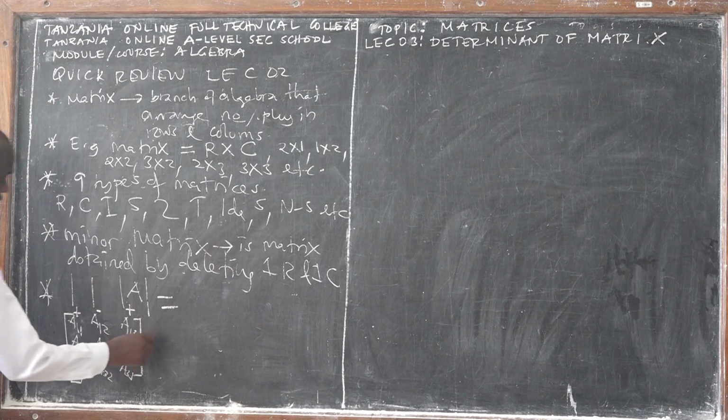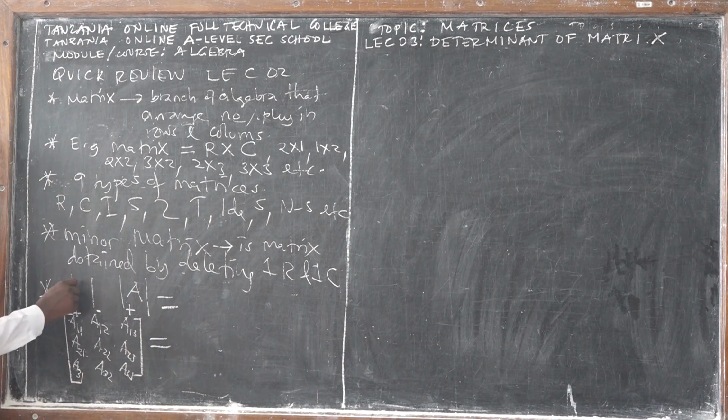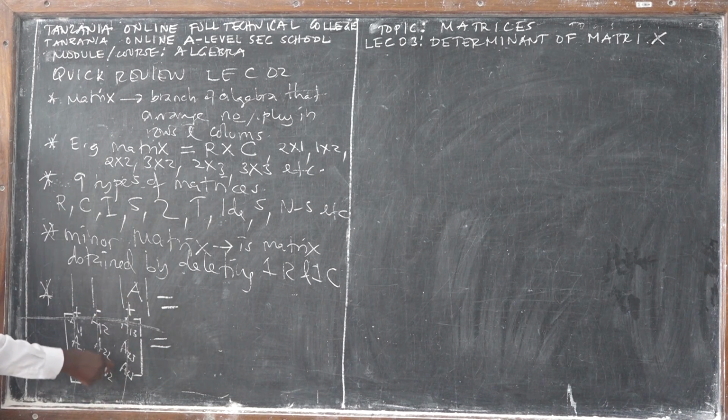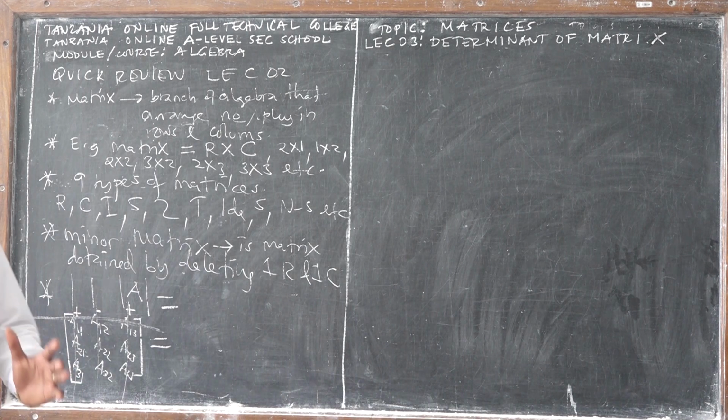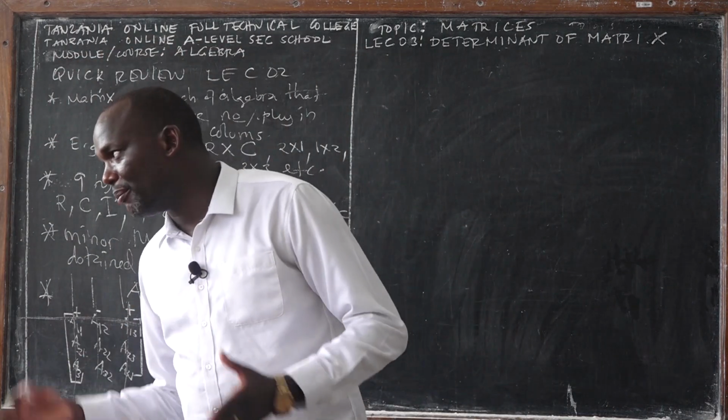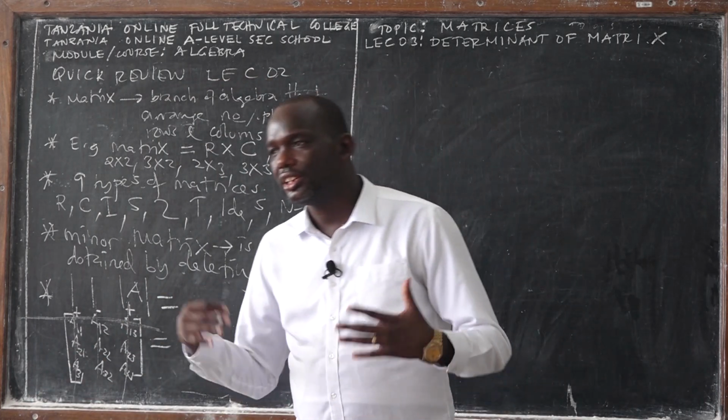Okay? Then for this case, to find the first minor matrix, we delete the first column and first row. So the first row will be common. And then to find another minor matrix, we delete the first row and second column. We get another minor matrix. And lastly, the last minor matrix, we delete the first row and third column. Then we obtain the third minor matrix. Then we use the concept of finding the determinant which we covered in 2 by 2 matrix, where we take the main diagonal minus the leading diagonal. That's all.